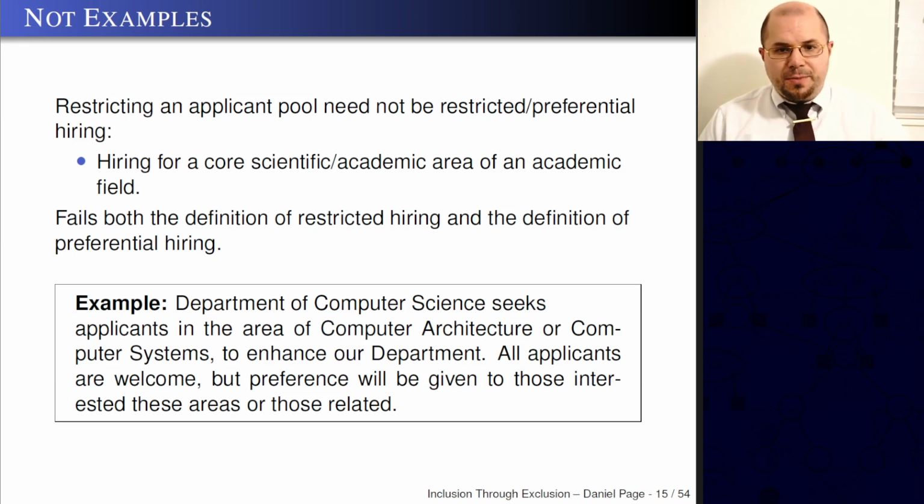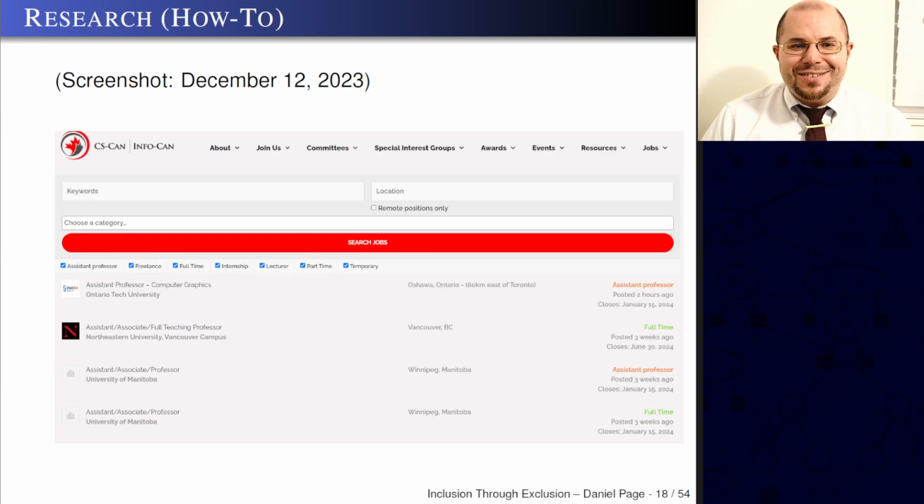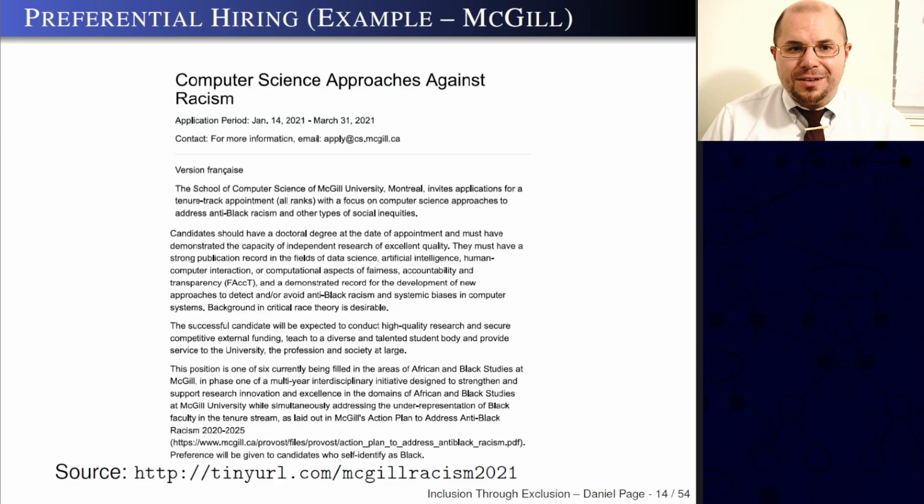So for example, the Department of Computer Science seeks applicants for the area of computer architecture or computer systems to enhance our department. All applicants are welcome, but preference will be given to those interested in these areas or those related. So this isn't actually an example of preferential hiring in our definition because it's based strictly on academics, not non-academic qualifications. So let me show you what this looks like in our framework.